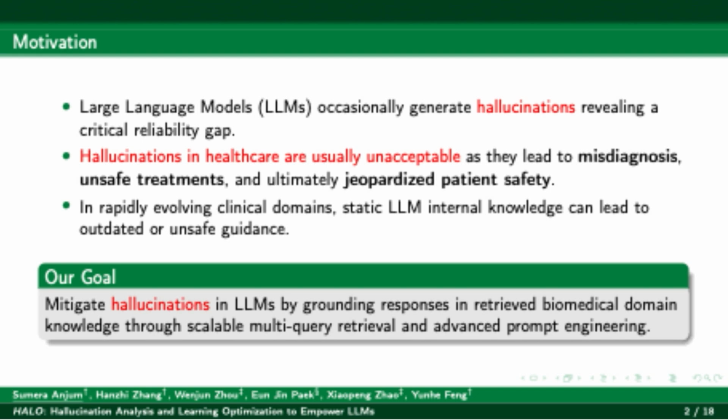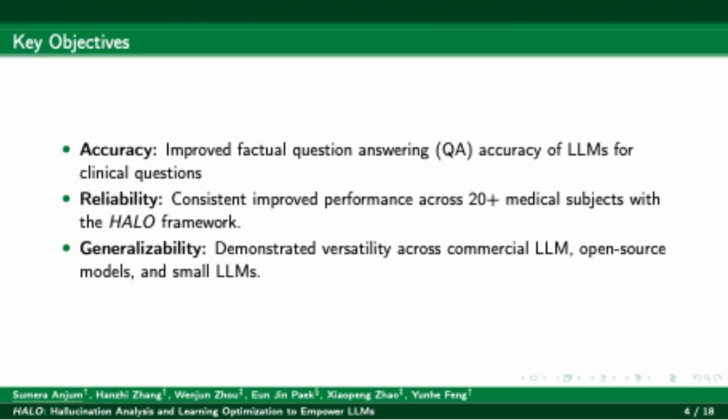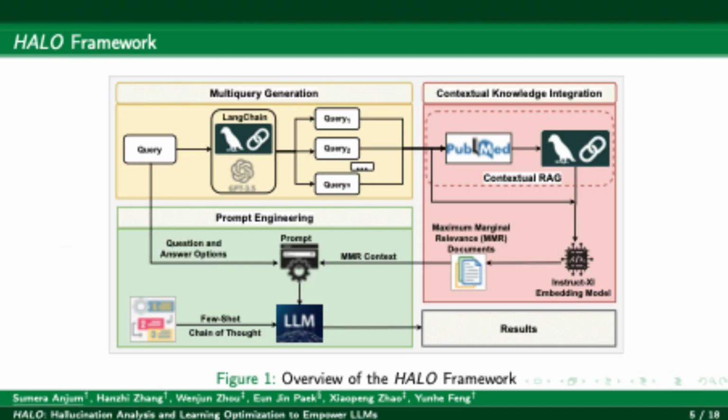easily become outdated. Our project, HALO, addresses both these problems by grounding the large language model's responses in updated and reliable sources. Our proposed solution is a threefold framework, where first comes multi-query generation, in which we generate multiple semantically diverse reformulations of the single query to broaden the retrieval coverage, after which we get the documents and re-rank them using maximum marginal relevance. After which comes the final step, prompt engineering, where we create prompts using few-shot examples and a chain of thought reasoning template to guide the model for stepwise and factual answers. Our objectives with this framework are to improve the correctness of our LLMs on medical question answering tasks, maintain this improvement across diverse medical subjects, and demonstrate this performance for various commercial and open source LLMs of different sizes.